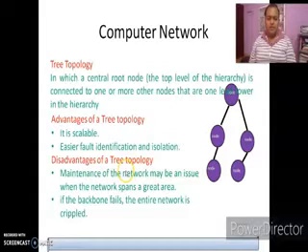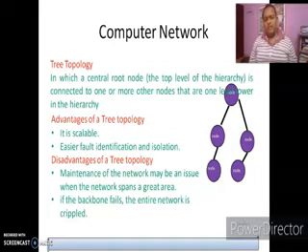Disadvantages of tree topology: maintenance of the network may be an issue when the network spans a great area. If you connect multiple nodes, say in a bank, there are so many nodes to be connected to the parent, and that parent, the root node, has to be placed in the headquarters. So if the backbone fails, the entire network is crippled. Means if the root has some problem, then the entire network will come down.